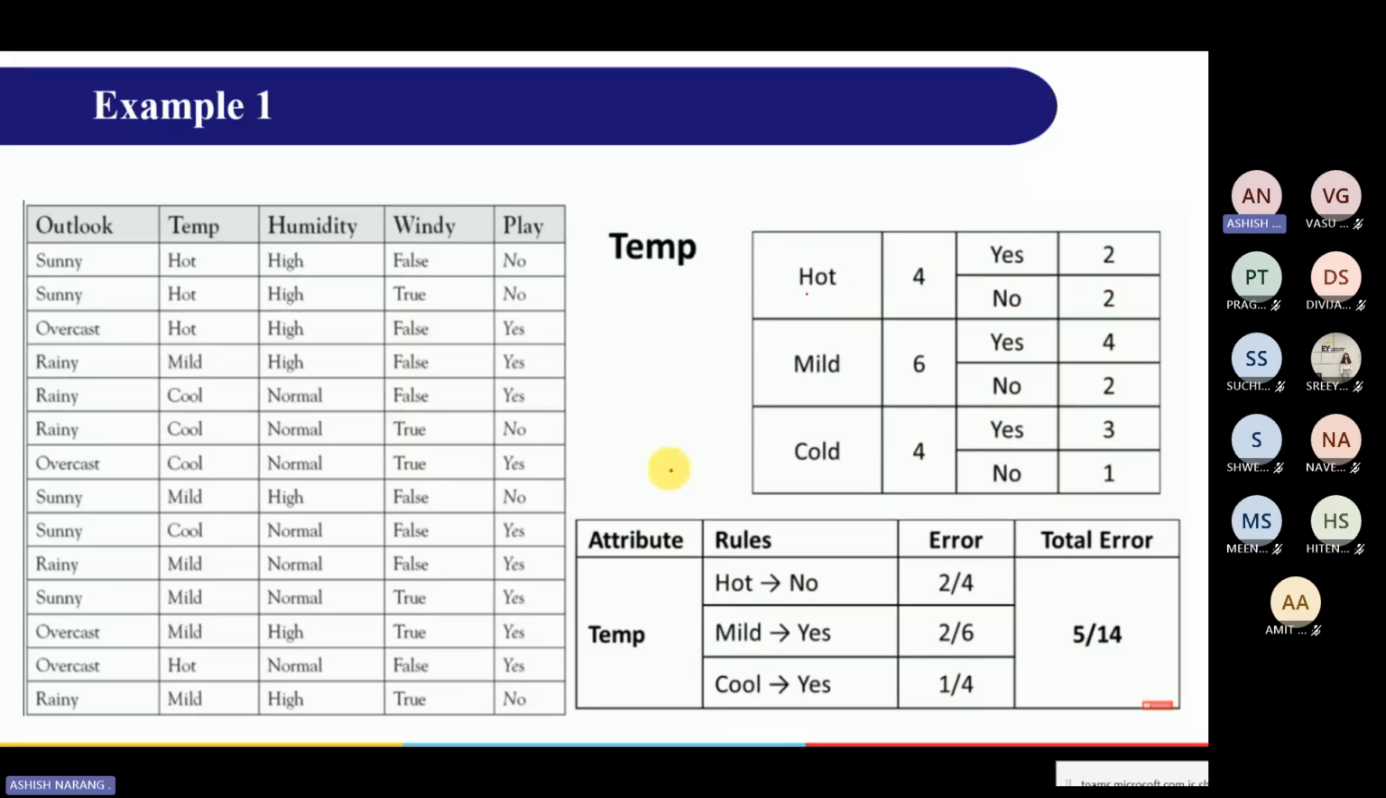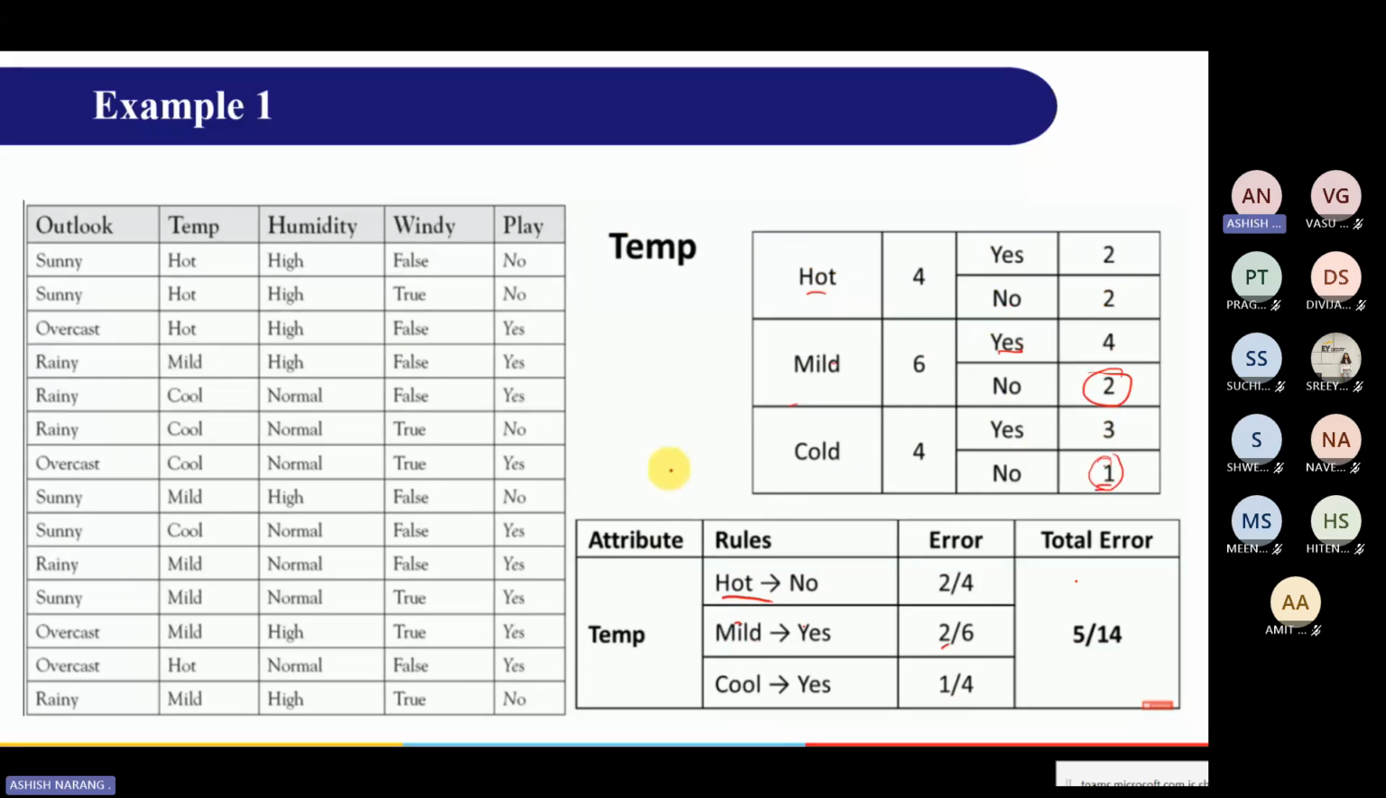Similarly for temperature, hot, mild, cold, I have some rules. This is all calculations done. Hot, no: 2 records belong to yes, 2 belong to no, so error is 2/4. Temperature mild, yes, I'll go, so error is 2/6. Cold, yes: 3 and 1, so error will be 1/4.